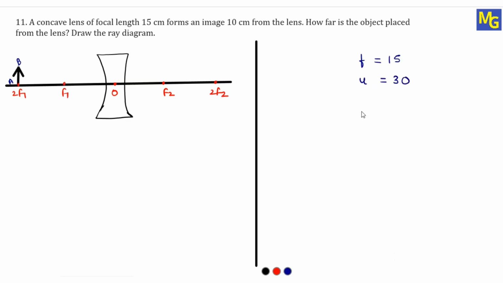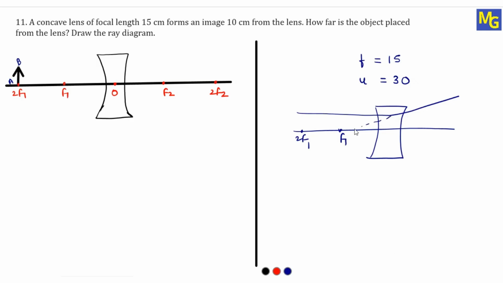So what is the focal length for a concave lens? Always remember, see here, this is the principal focus. So F1 is the principal focus. So rays will get diverged and they will appear to meet at F1. So this is the principal focus. This is the focal length. So this is 15, and the object distance we have got is 30, meaning double of this. So this is 15. Here it will be 15. So this will become a total of 30. Therefore our object should be at 2F1 itself, and therefore I have drawn it here.